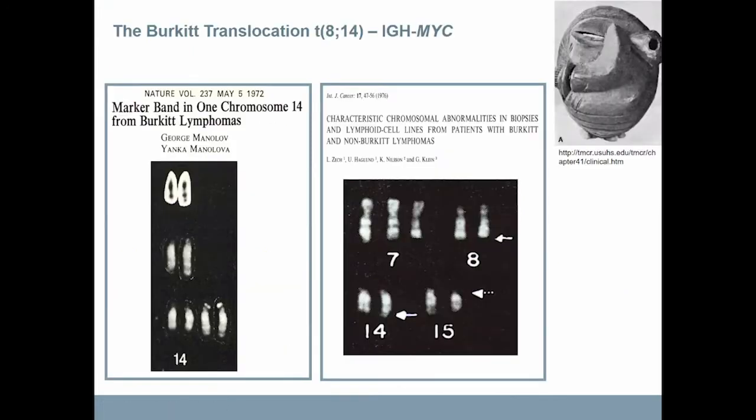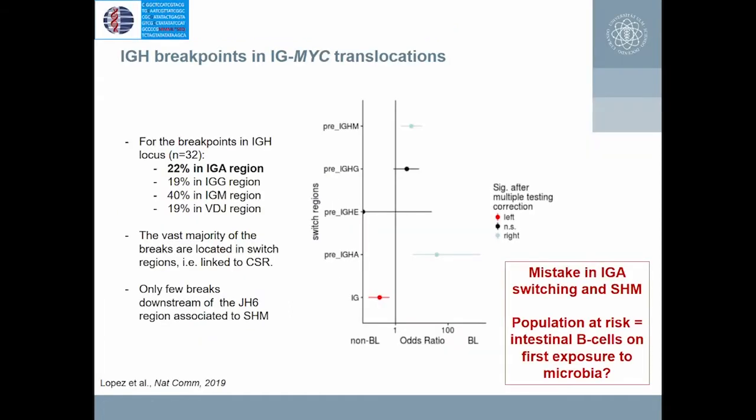The hallmark genetic aberration, as you all know, is the Burkitt translocation, juxtaposing the MYC gene next to one of the immunoglobulin loci. And we have looked in the German consortium in sporadic Burkitt lymphomas in very much detail. That's a busy slide, but the main message is that the vast majority of the breaks in the immunoglobulin locus are associated with class switch recombination.